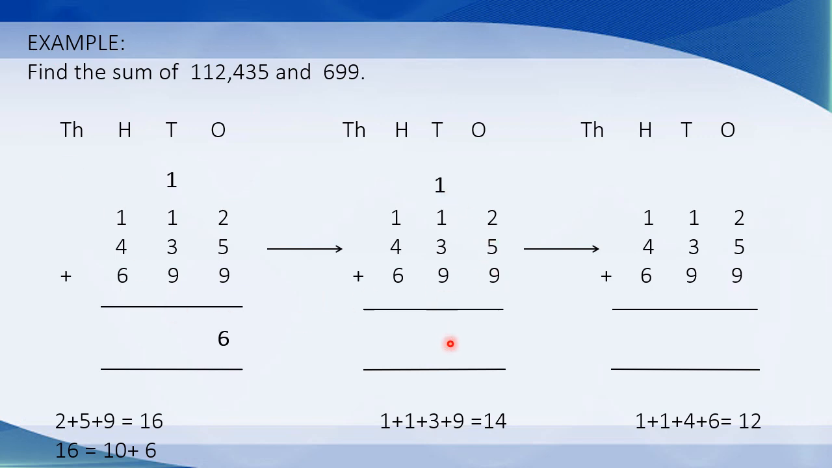In 14, 4 has to be written here in tens place and 1 has to be carried forward to hundreds place. Now we have to add hundreds column. So 1 plus 1 plus 4 plus 6 equal to 12. 2 we have to write in hundreds place and 1 we have to write in thousands place. The answer is 1246.